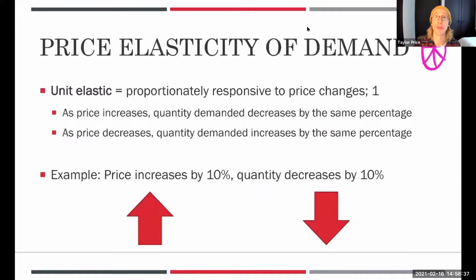And then unit elastic is basically just a one-to-one change. So if the price increases by 10, quantity is going to decrease by 10. The inverse could also be true: price decreases by 10, quantity increases by 10. So either of those can be true.